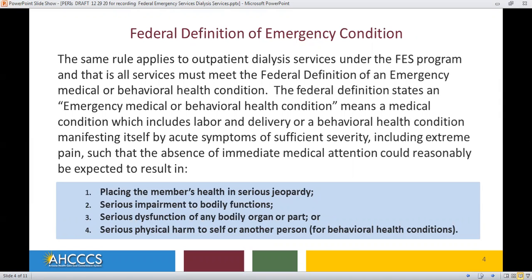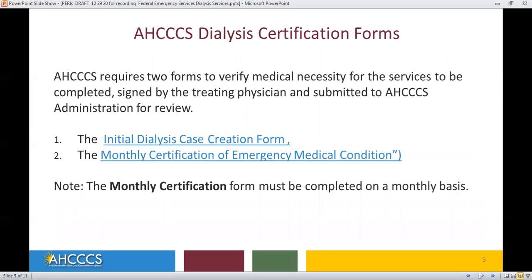The federal definition states an emergency medical or behavioral health condition means a medical condition which includes labor and delivery, or a behavioral health condition manifesting itself by acute symptoms of sufficient severity, including extreme pain, such that the absence of immediate medical attention could reasonably be expected to result in one of the following: placing the member's health in serious jeopardy, serious impairment of bodily functions, serious dysfunction of any bodily organ or part, and serious physical harm to self or another person for a behavioral health condition.